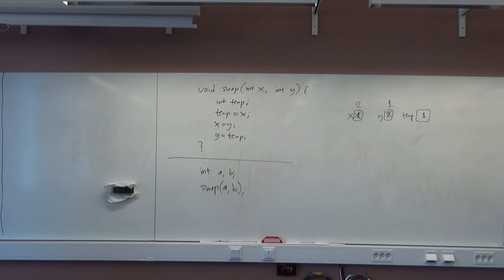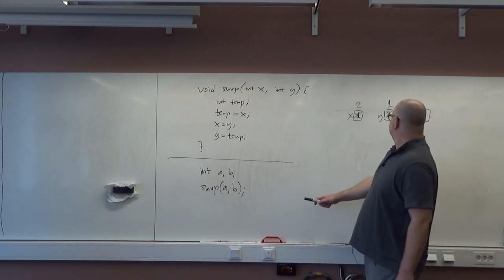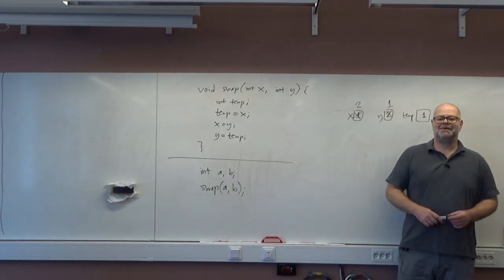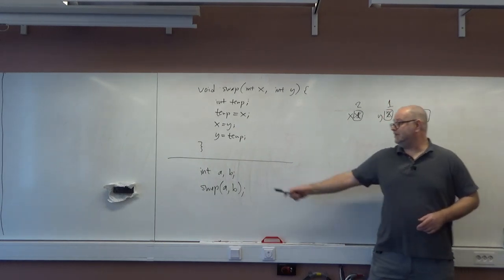A is not defined. Say again? A and B is not defined. Did I make a mistake somewhere? They aren't written explicitly, but we can understand A equals 1, B equals 2. It's not written in the... Oh, these. Yeah.